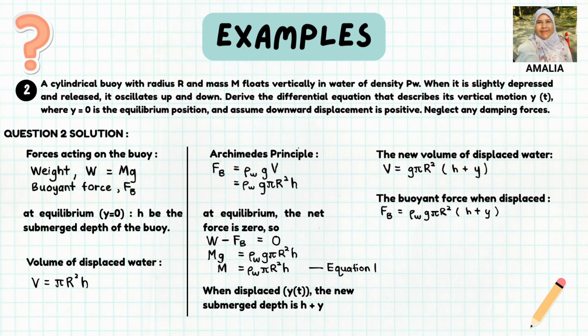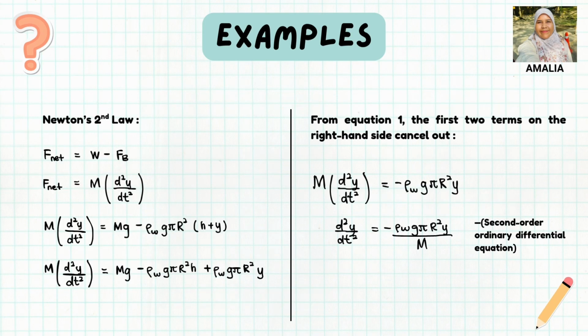So when displaced by y(t), the new submerged depth is h plus y. So when we change the height, the new volume will change too. So the new volume of displaced water is V equals π r² (h plus y), and the buoyant force is Fb equals ρw g π r² (h plus y). Next, using Newton's second law, F net equals W minus Fb. So F net is equal to ma, right? So here a is d²y over dt². And then just take the equation from before. So m d²y over dt² equals mg minus ρw g π r² (h plus y).